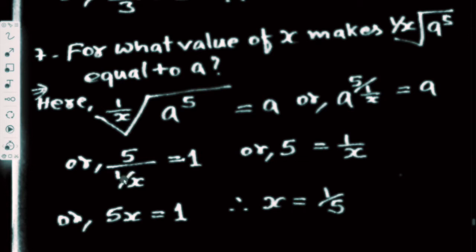So 5 by 1 upon x equals 1, or 5 equals 1 upon x. The lower 1 is multiplied with this 1, so 5 equals 1 upon x, or 5x equals 1. Therefore x equals 1 upon 5.